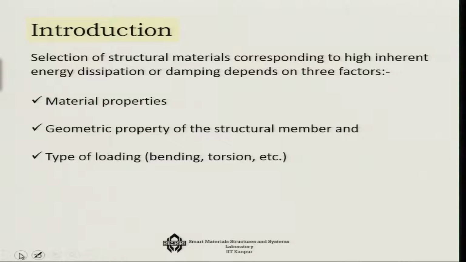Okay. Now, the selection of the structural material corresponding to high inherent energy dissipation capability actually further depends on three factors. One factor is called the material property of the structure, which I have just touched on. We will also see that the energy dissipation depends many times on the geometric property of the structural member. It will also depend on the type of loading, like whether the structure is undergoing bending, torsion, combined bending and torsion, or axial loading, etc.